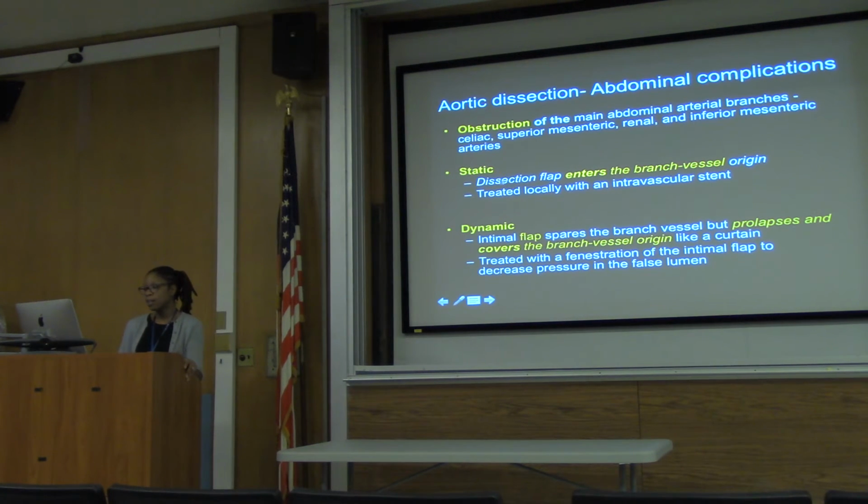So in terms of a static obstruction, you easily put in a stent, but with a dynamic obstruction, they have to do fenestrations, or make sort of little holes, for lack of a better term, in the false lumen to decrease the pressure and relieve some of that pressure that's being placed on the true lumen.